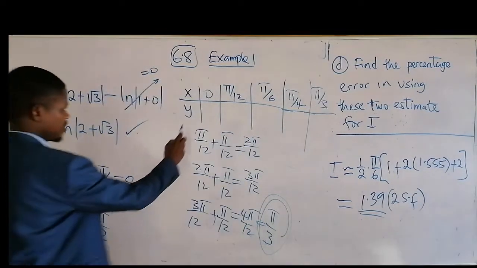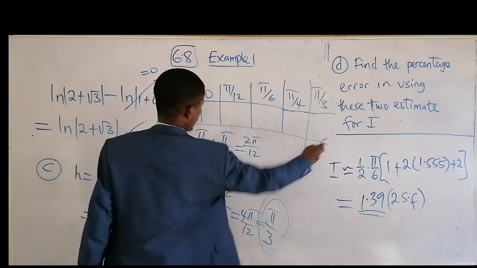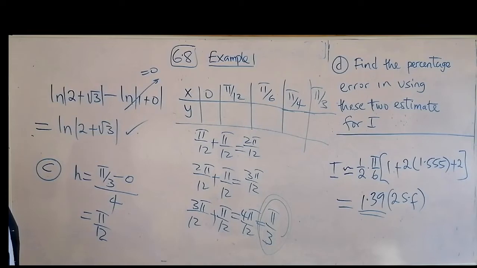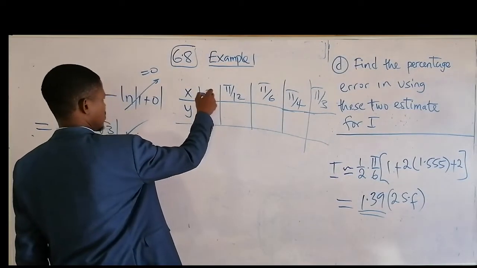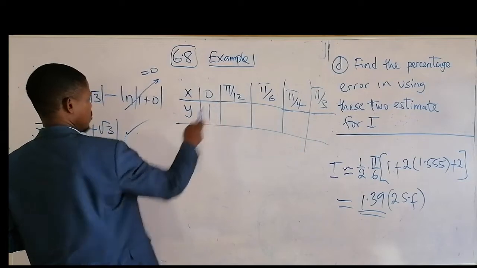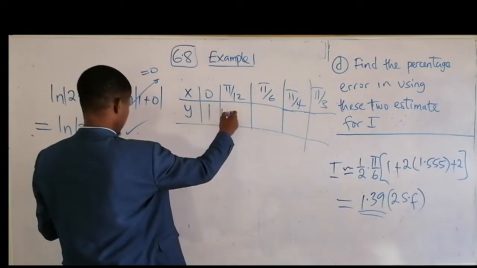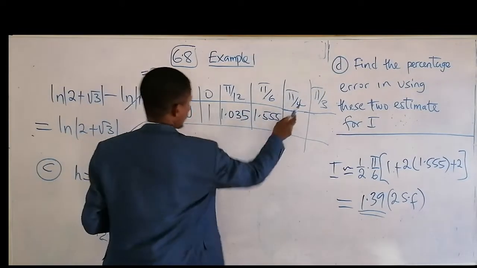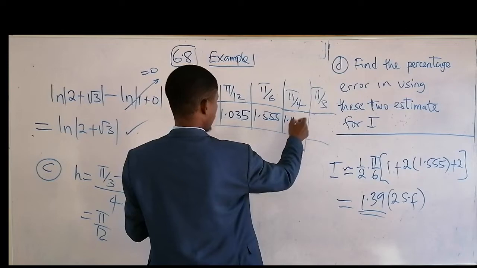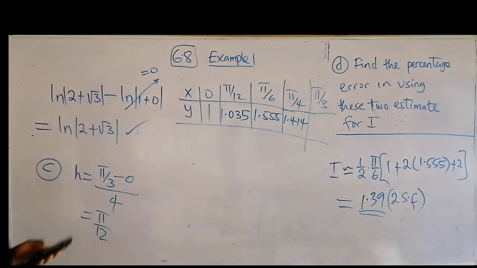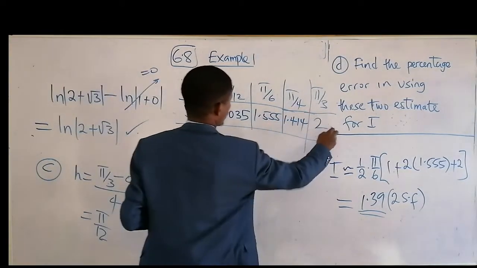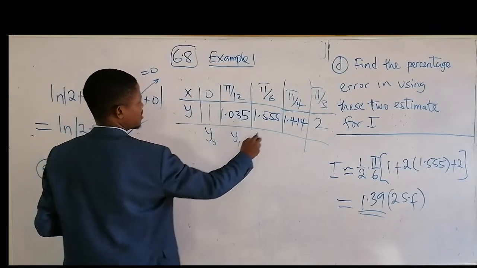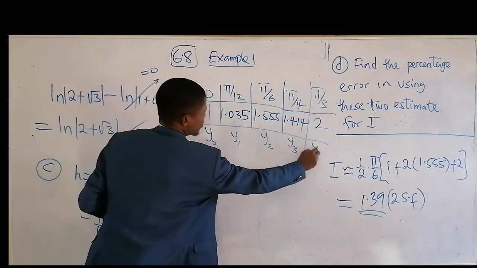And then you get the corresponding value for y. The y is equal to sec x. So let's substitute the values. For 0, that will give us 1. For pi over 12, that's 1.035. Then for pi over 4, that's 1.414. And then pi over 3 gives us 2. So this first one will be y0, the second one y1, y2, y3, and the last one is y4.